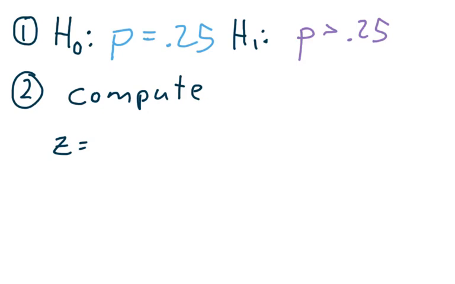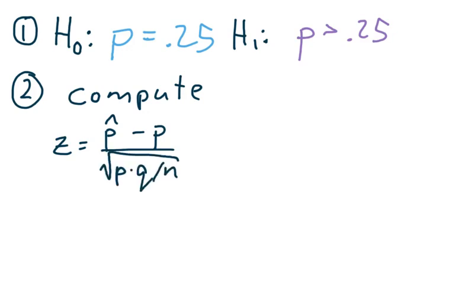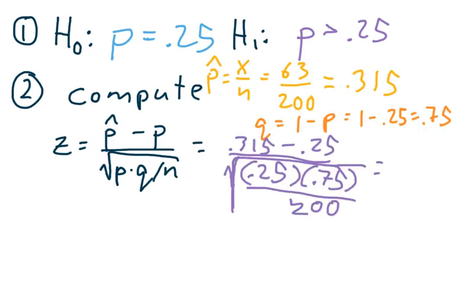So remember what we always have to do: try to recreate the formula, so I'll give you the time to do that. Okay, here it comes. z equals p hat minus p, all divided by the square root of p times q over n. Over here I've included the scratch work. We have p hat defined as X over n. So that's 63 over 200, which is 0.315.